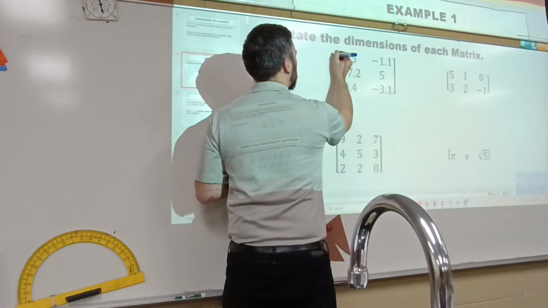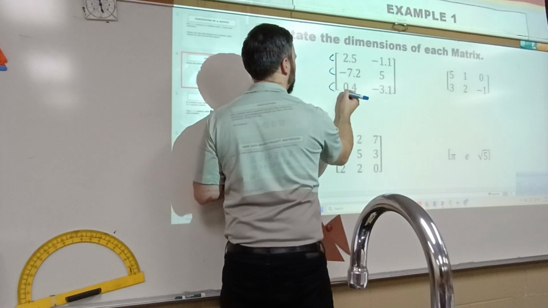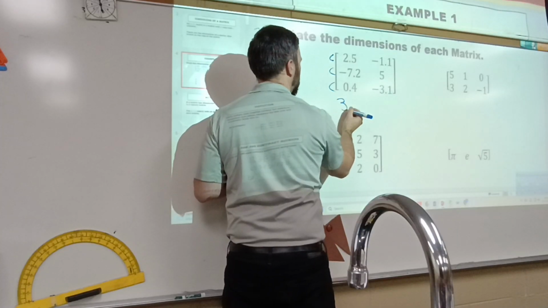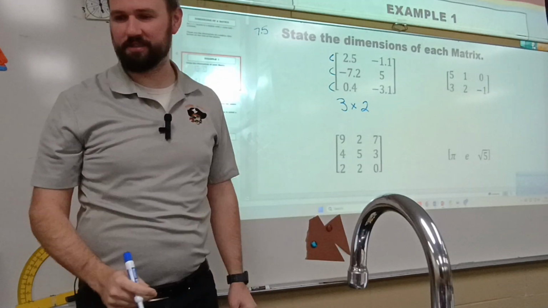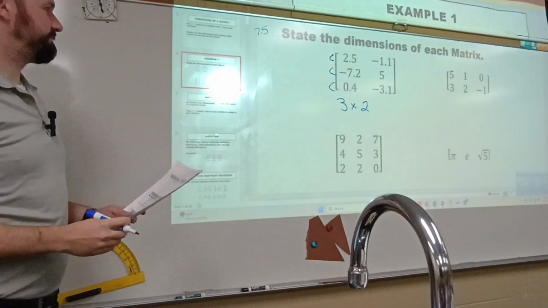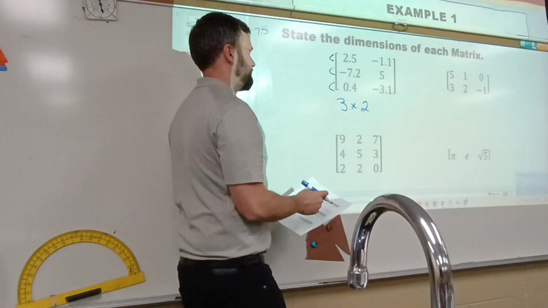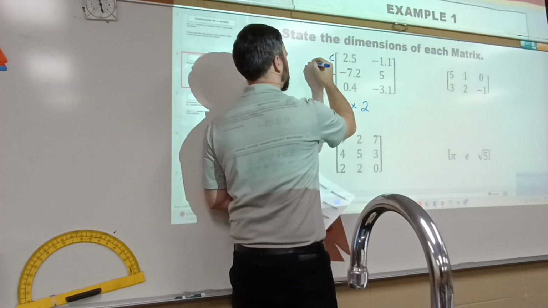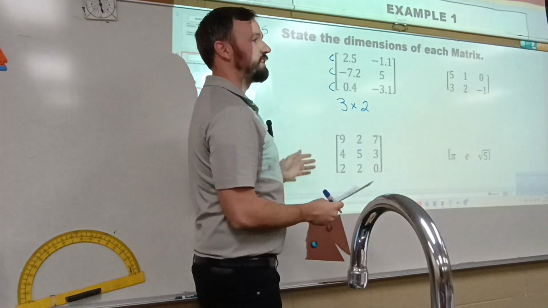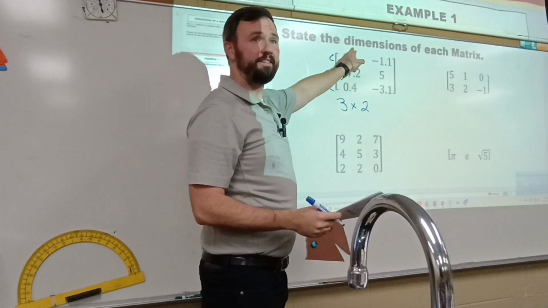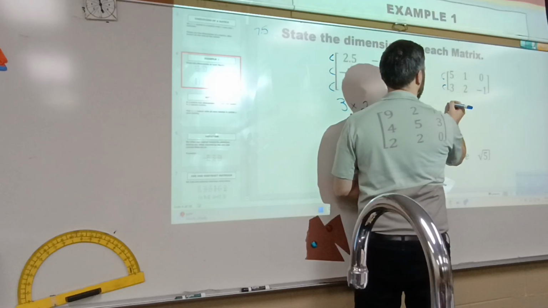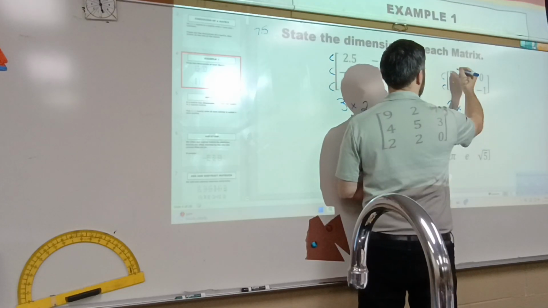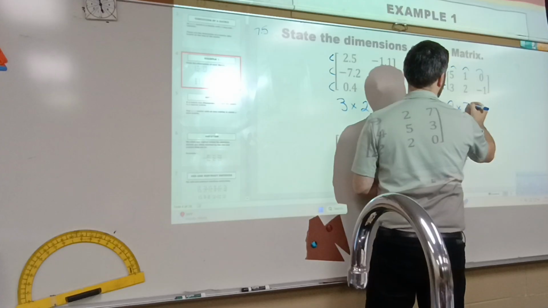All right. How many rows does this beast have? 3. How many columns? 2. That's a 3 by 2 matrix. It's almost like slope, right? Rise over run. Never noticed that before. So this one has 2 rows and 3 columns.